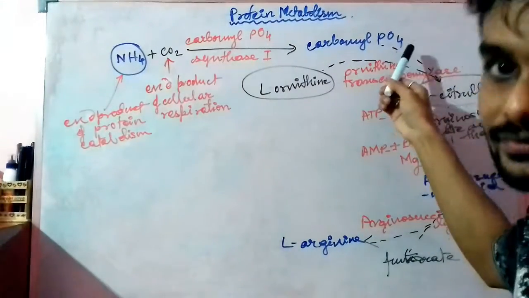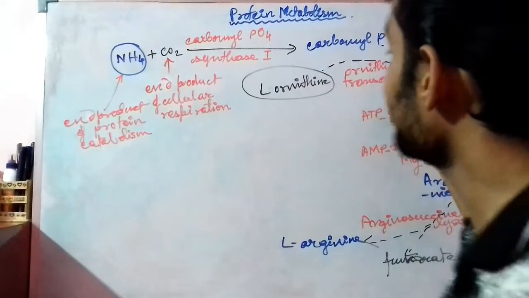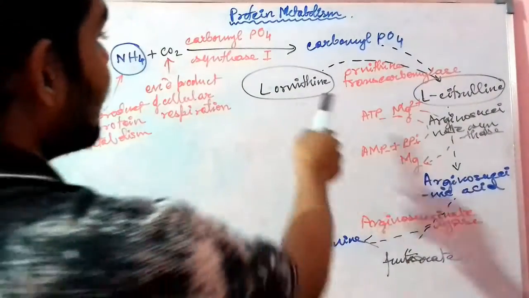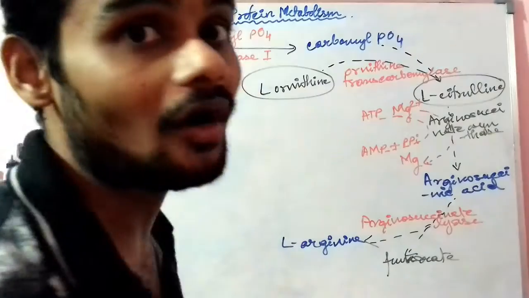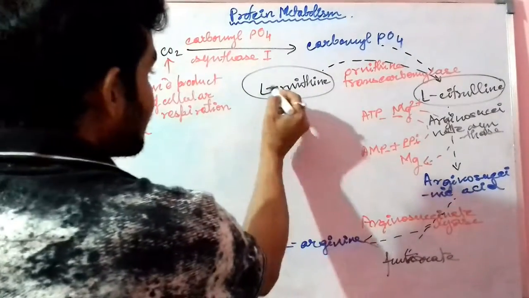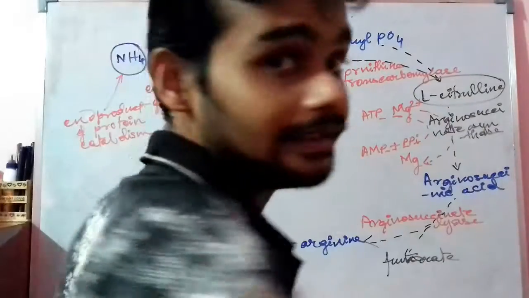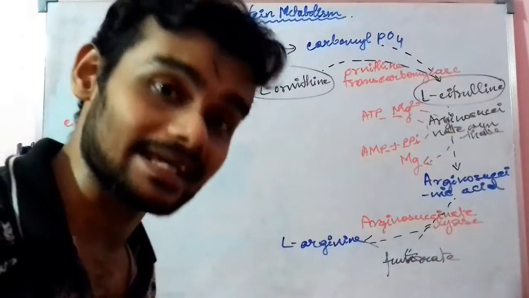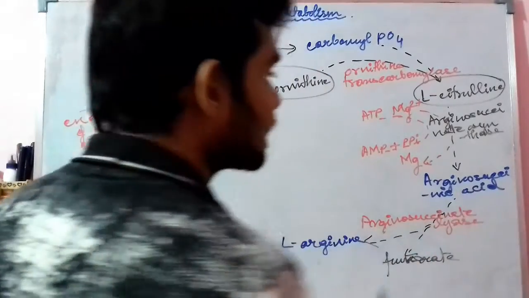and get converted to carbamoyl phosphate. Now the carbamoyl phosphate, in the presence of ornithine transcarbamylase and with the aid of L-ornithine, meaning levorotatory ornithine, gets converted to L-citrulline. The L-citrulline compound in the presence of argininosuccinate synthetase gets converted to argininosuccinic acid.